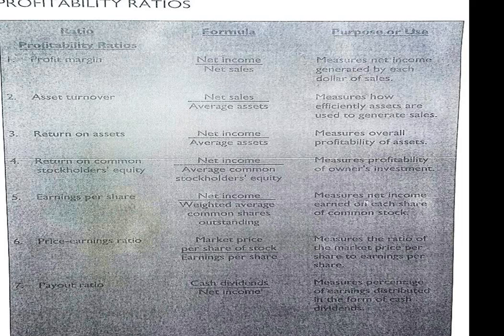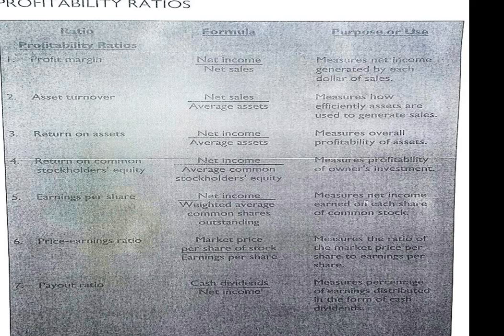The first one is profit margin, and this one is very well known to us. Net income over net sales. This ratio measures net income generated by each dollar of sales.